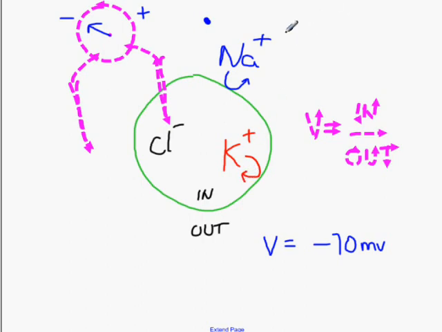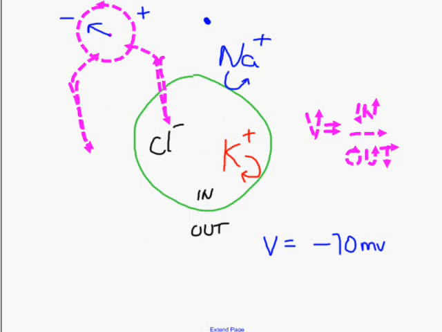Let me say it again. Sodium on the outside, potassium and chloride on the inside. More negative charges on the inside. So the inside is negative relative to the outside. How much more negative? About negative 70 millivolts. Potential voltage is all about the differences between two things.